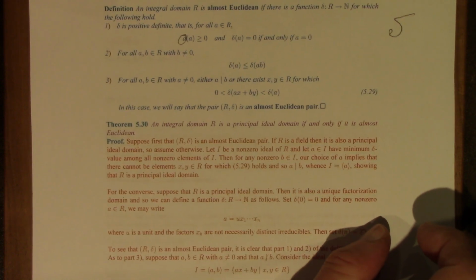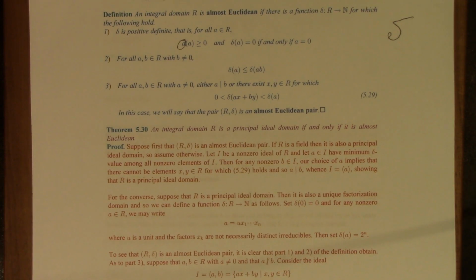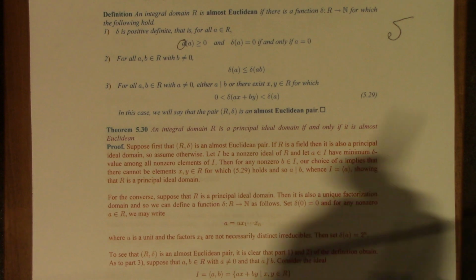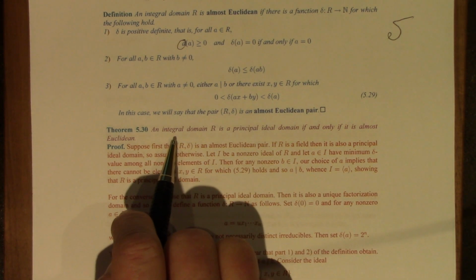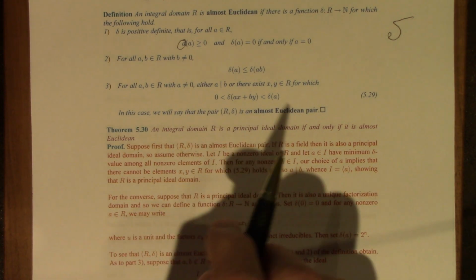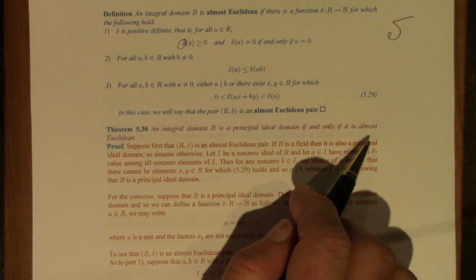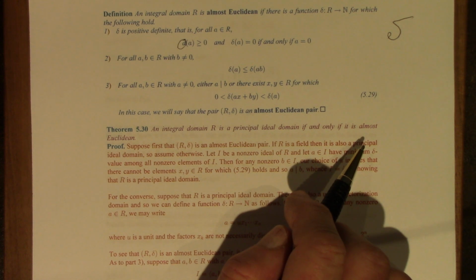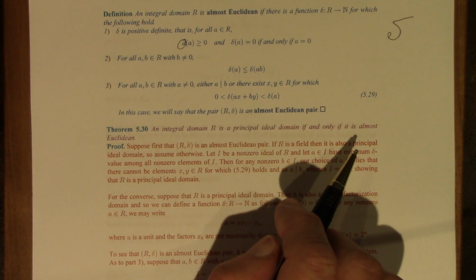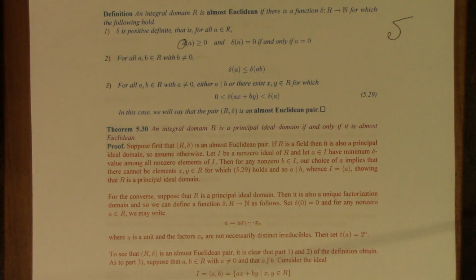Now, the virtue of almost Euclidean domains for us is this theorem. An integral domain R is a principal ideal domain if and only if it is almost Euclidean. So almost Euclidean is a characterization of principal ideal domains that never mentions the word ideal.